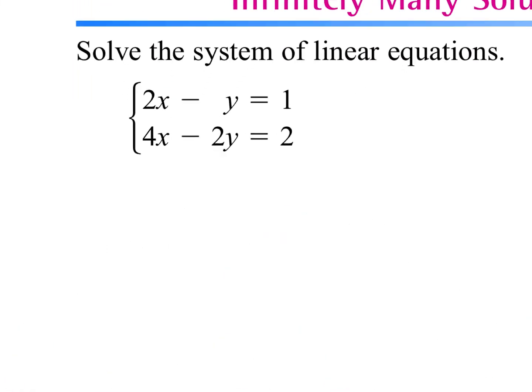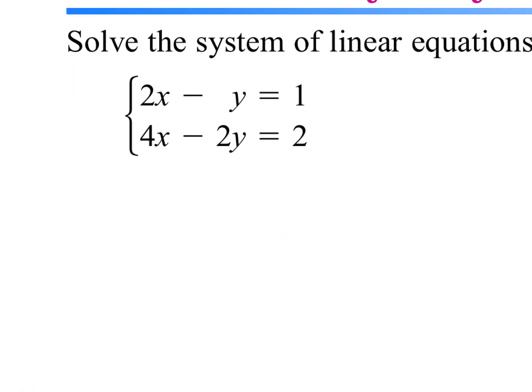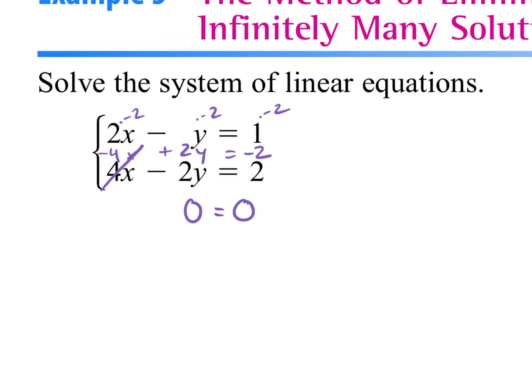All right, example 5. What should I do first? Awesome. Multiply the top by negative 2. So we get negative 4x plus 2y is equal to negative 2. So what happens to the x's? Cancel. 2y minus 2y, 0. Negative 2 plus 2, 0. What happens when 0 is equal to 0? Infinitely many solutions.